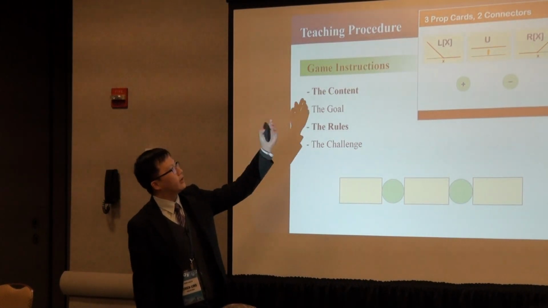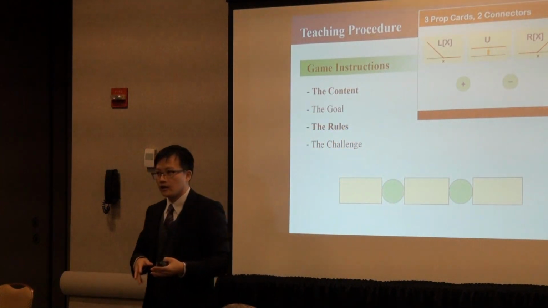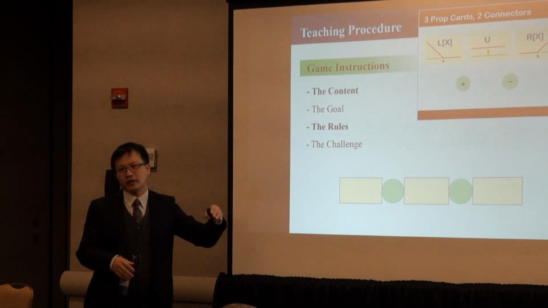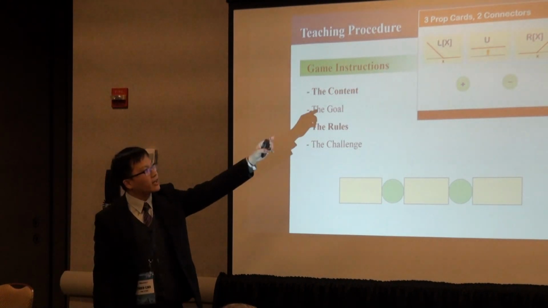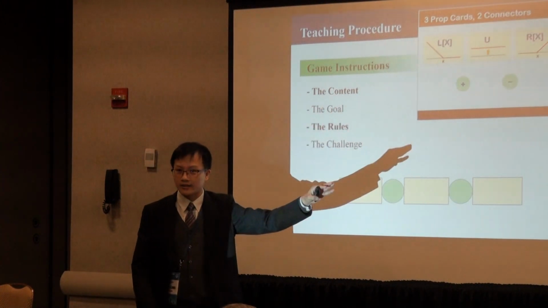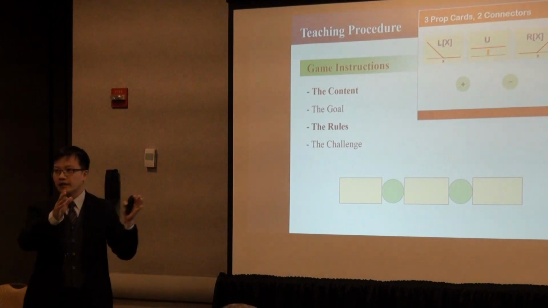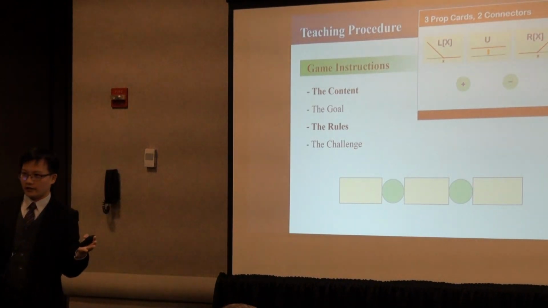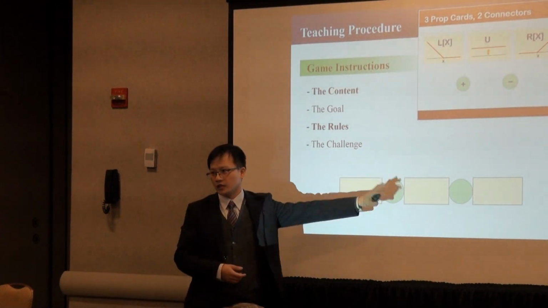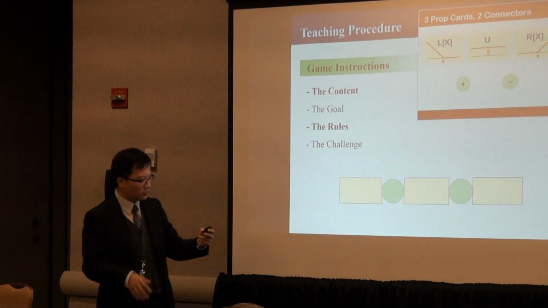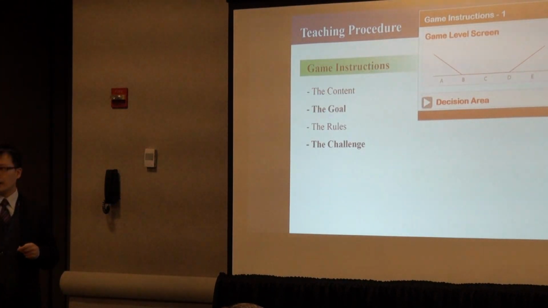The 3 prop cards are L stands for left, U stands for up, R stands for right. So the left card means you can change the angle on the left-hand side of the point X. The right card means you can change the angle on the right-hand side of X. The up card means you can push up the entire curve. So they are simple and intuitive. And the connector means if you want to add one more card, you need a connector. Simple and intuitive. This is the first game instruction.